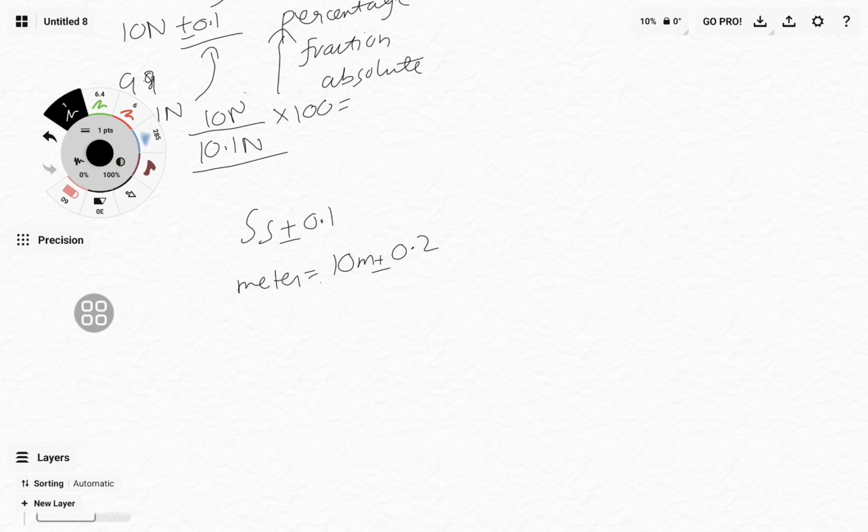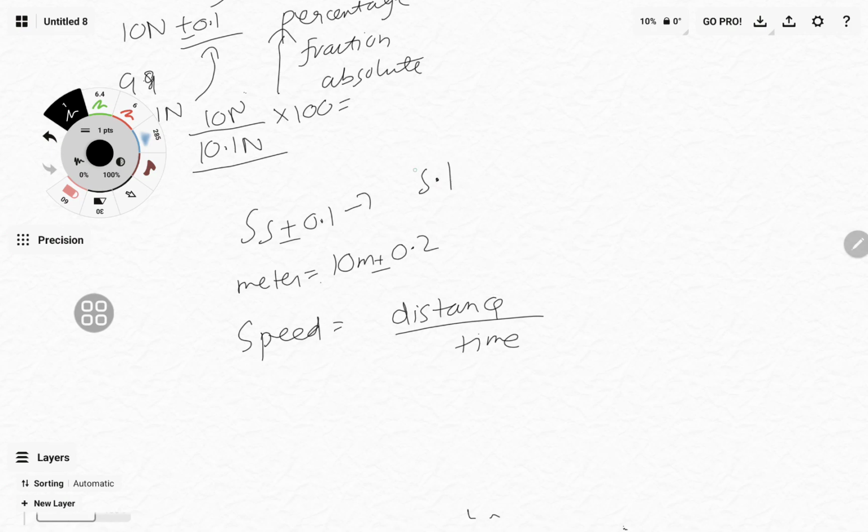First we have these two. So let's say that's 5 meters. So it traveled across, let's just do speed. This is a bit confusing for me. I am new just like you guys. Distance, time. So we'll calculate the percentage of uncertainty here. Let's say it's 5.1.